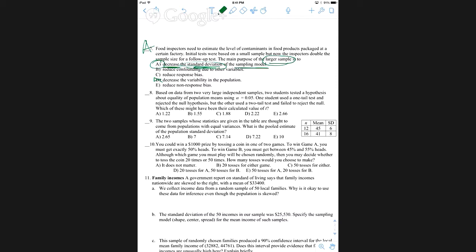So let's look at the next one. Based on data from two very large independent samples, two students tested a hypothesis about equality. One used a one-tailed test and rejected the null hypothesis. The other used a two-tailed test and failed to reject the null hypothesis. Which of these might have been their calculated value of t?